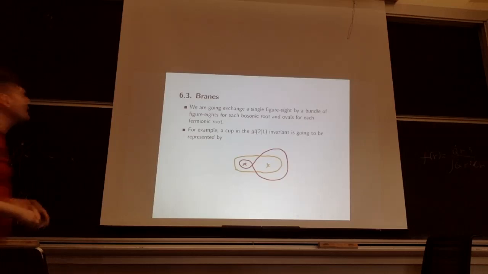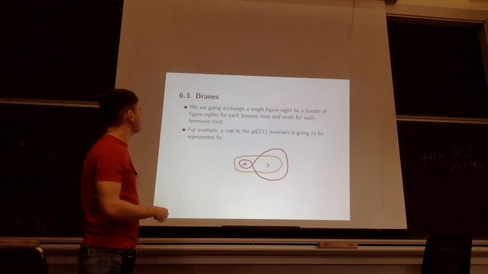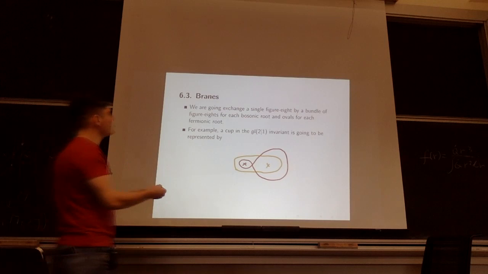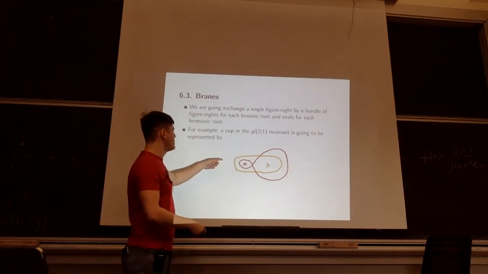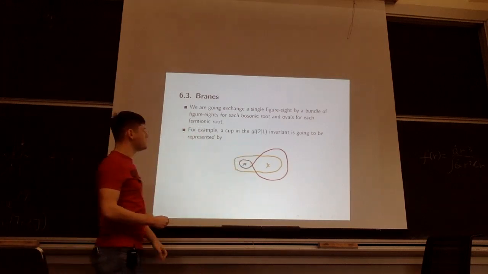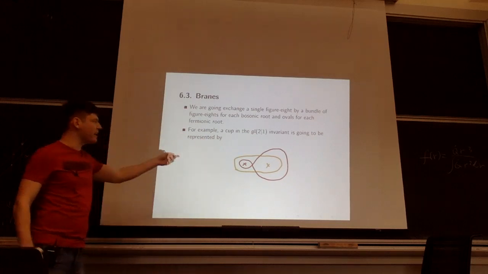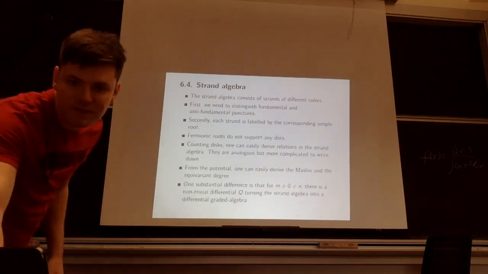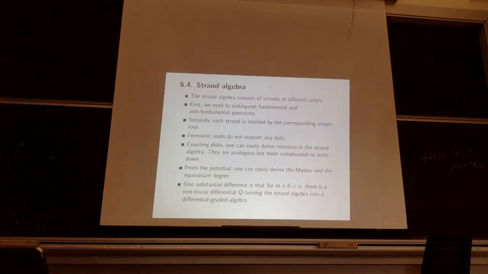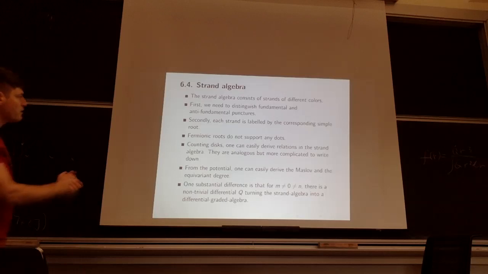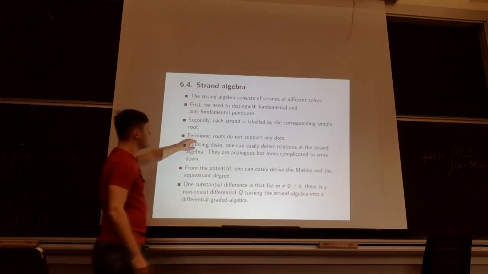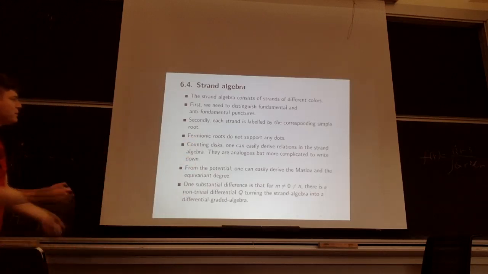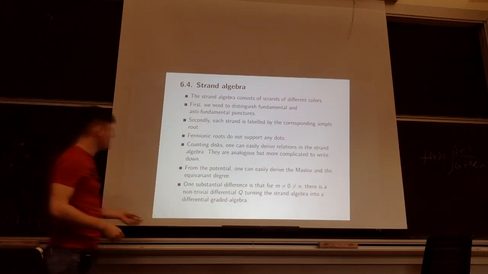Okay, now we need to exchange the single figure eight by a bundle of figure eights for each bosonic root and ovals for each fermionic root. So for example, for the GL2/1, we are going to get a brane that looks like this. We're going to write down the strand algebra generators. Now all the strands are going to be colored by simple roots, and also the fermionic strands are not going to support any dots.